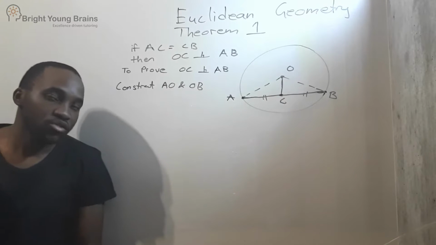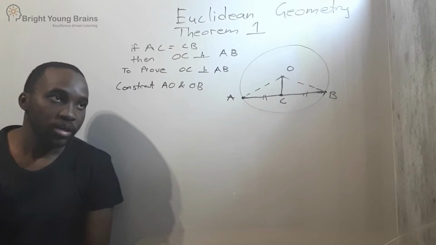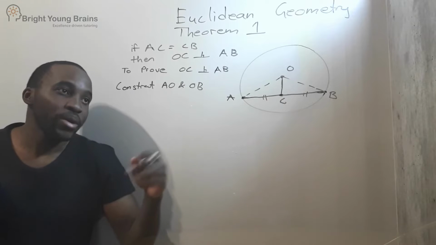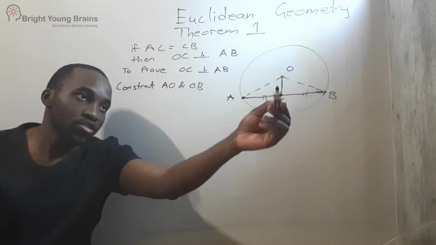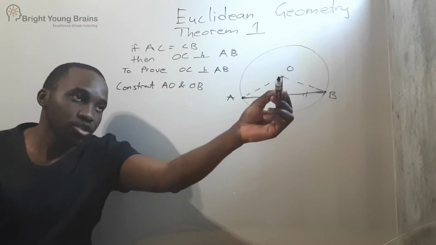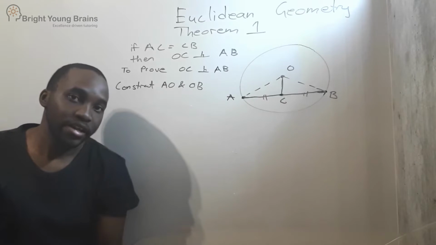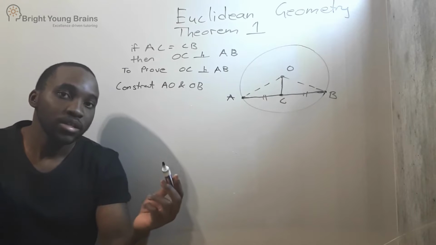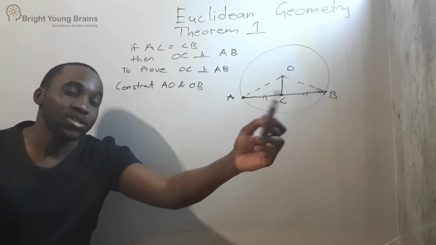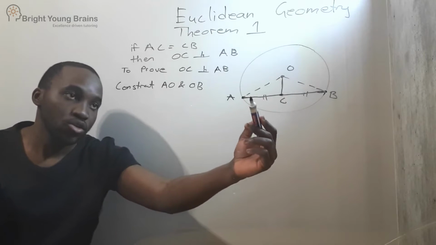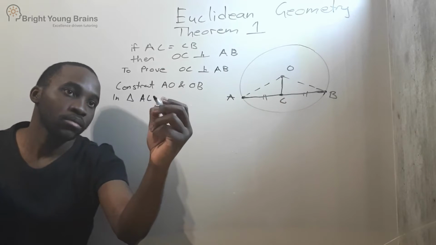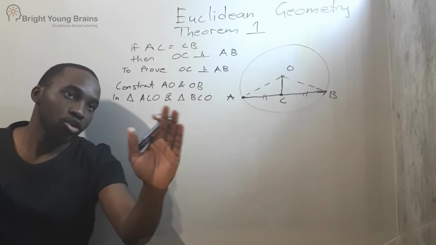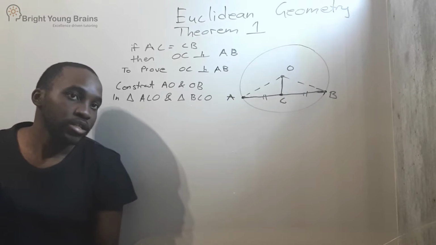So now that we have constructed OA and OB, the main idea is we are going to now use our new image to prove that the triangle on the left side is congruent to the triangle on the right hand side. Now, congruency means that your two triangles are exactly the same. So the next piece of item that we want to write down is in triangle ACO and triangle BCO.